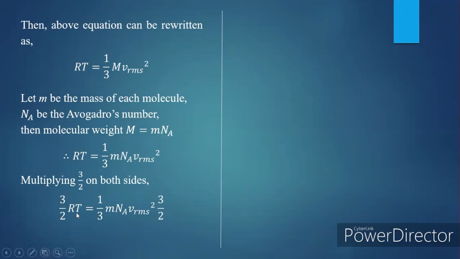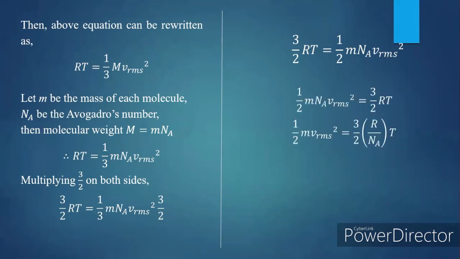So this becomes 3 by 2 RT equal to 1 by 3 into m into Na into V RMS square into 3 by 2. 3 by 2 is multiplied. So 3 gets cancelled here. You are left with 3 by 2 RT. You will get 3 by 2 RT is equal to half. 2 remains, 3 got cancelled. m into Na into V RMS square you will get.